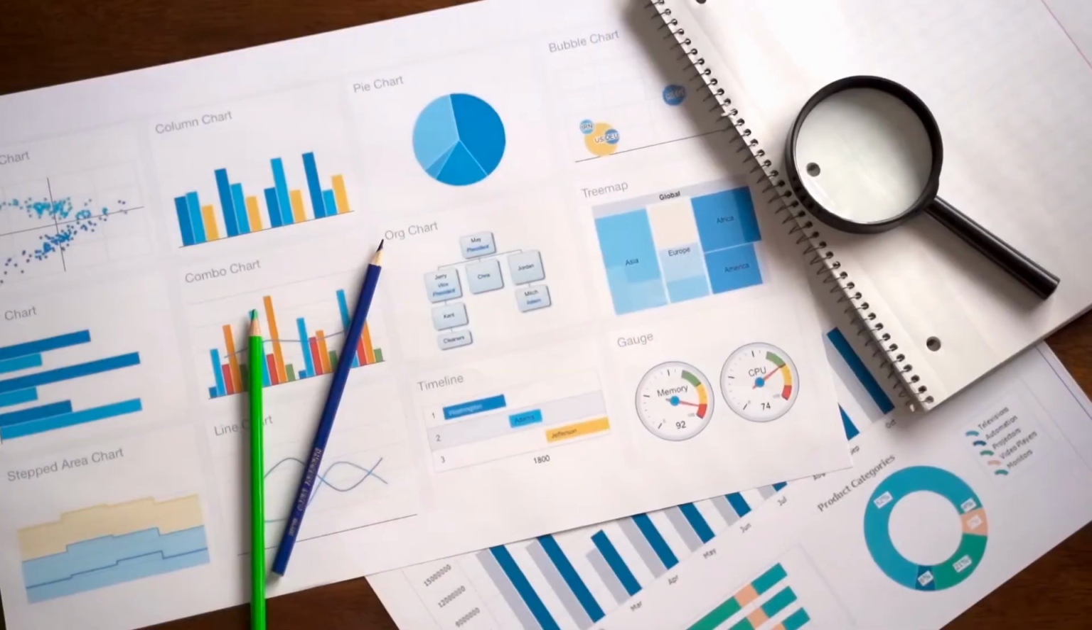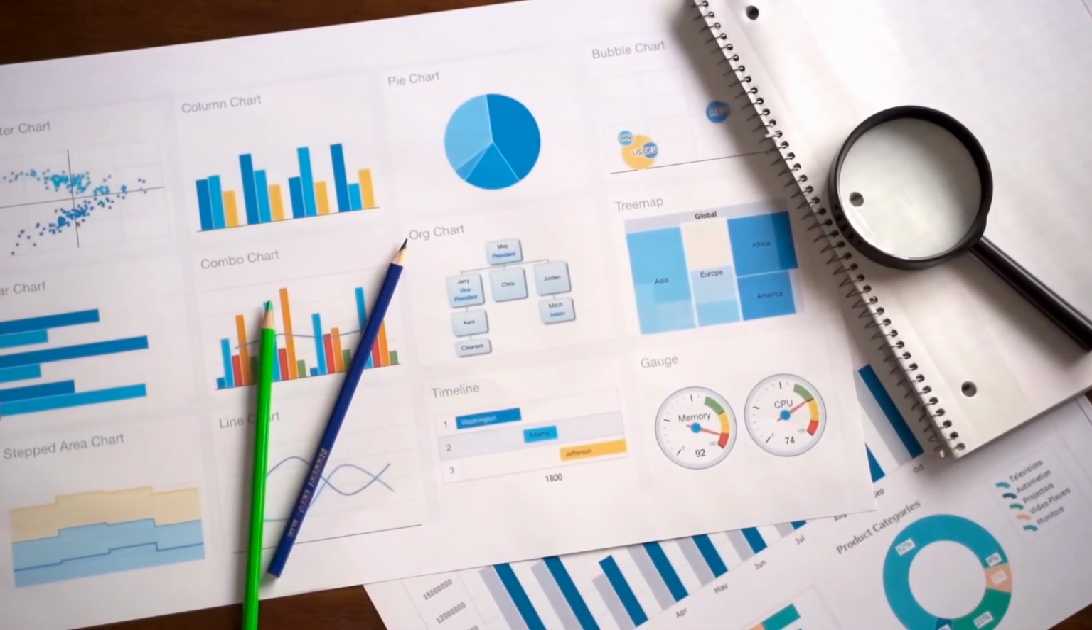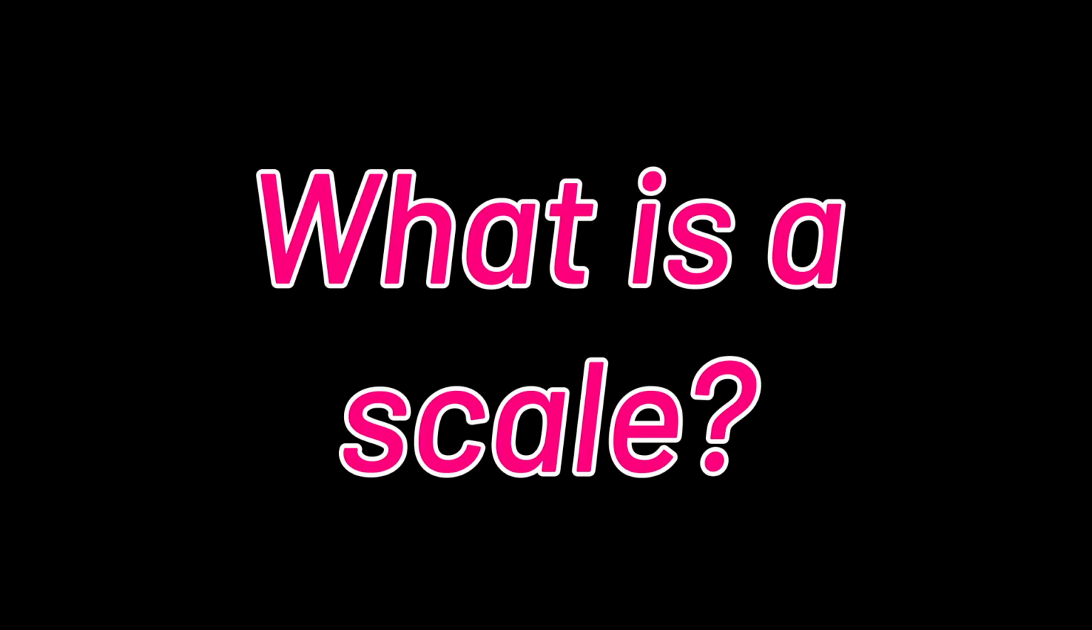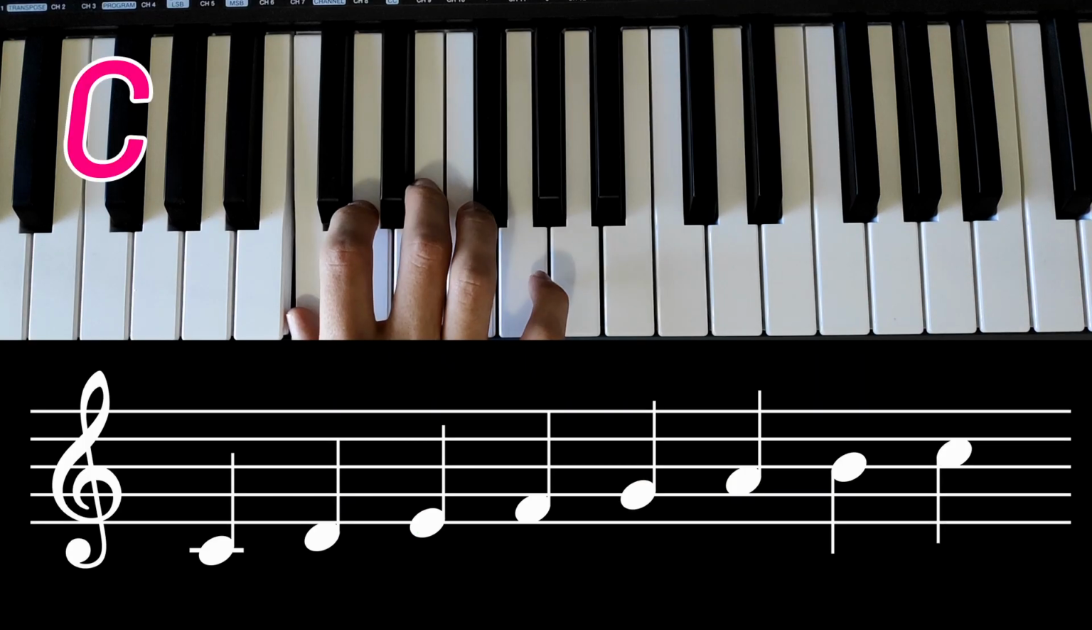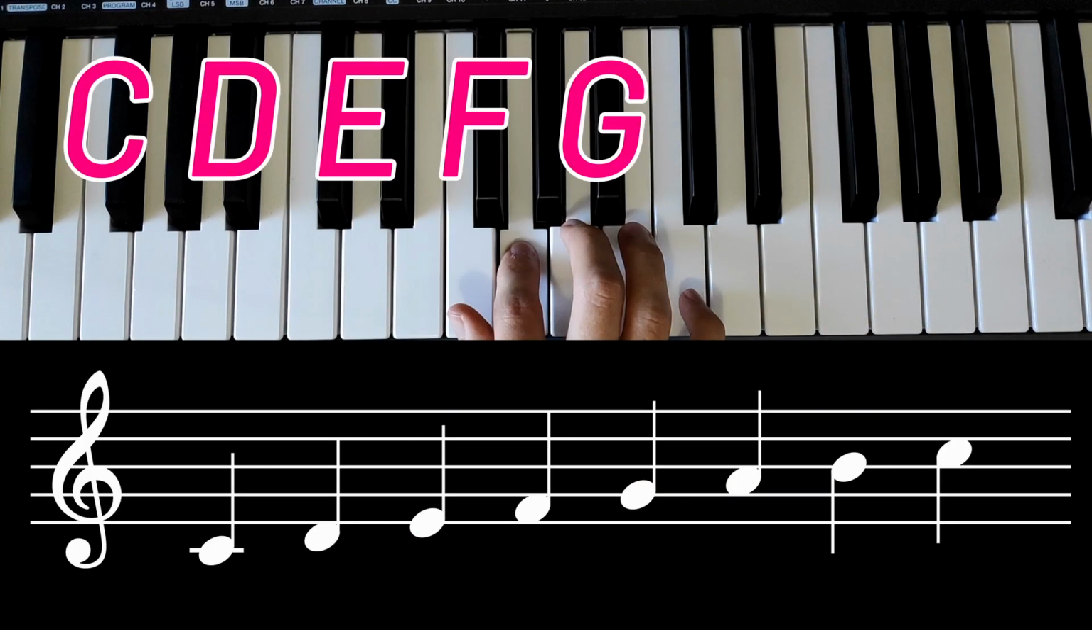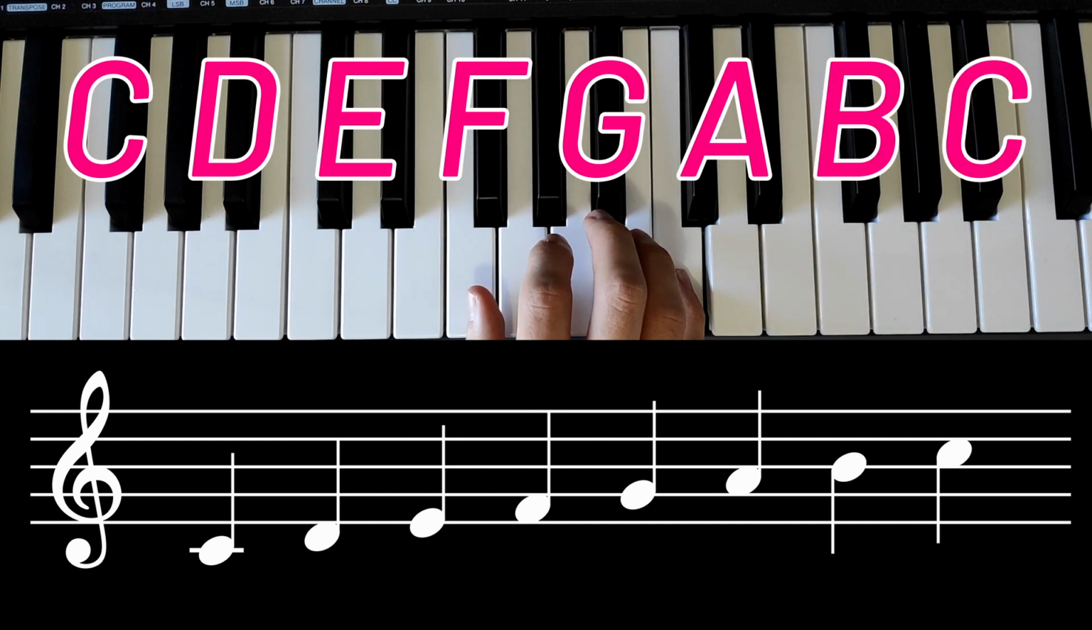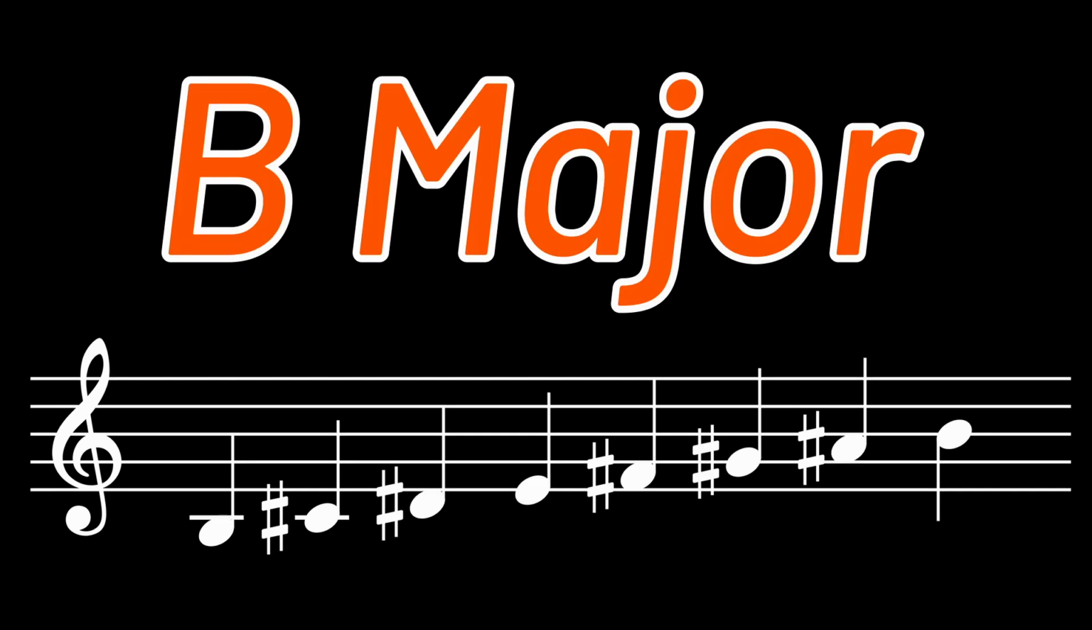them in your music. Before we start looking into modes, we need to understand what a scale is. Let's have a look at the C major scale. We just need to play all the white notes from one C to the next C. But if we play a different major scale, say B major, then we need to use lots of black notes.